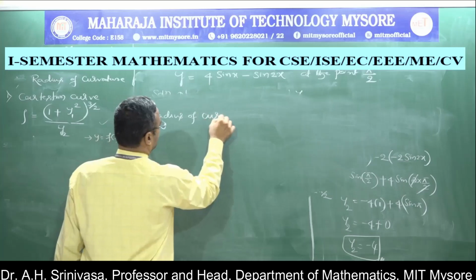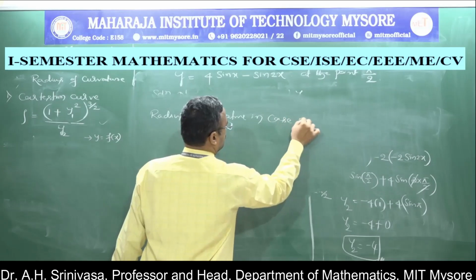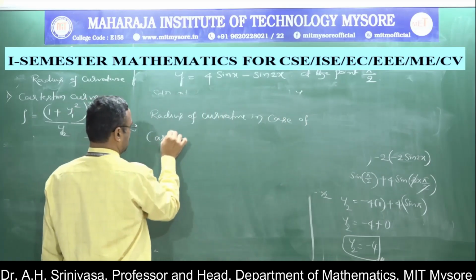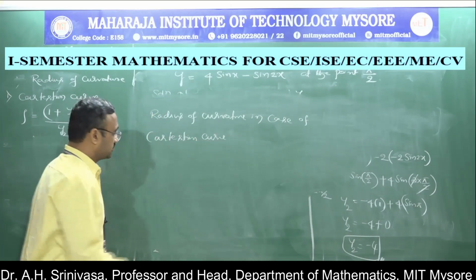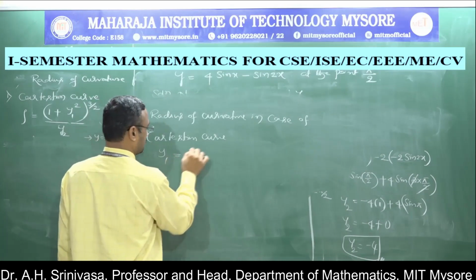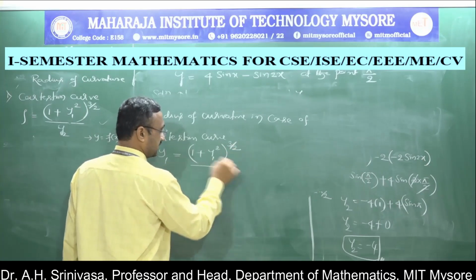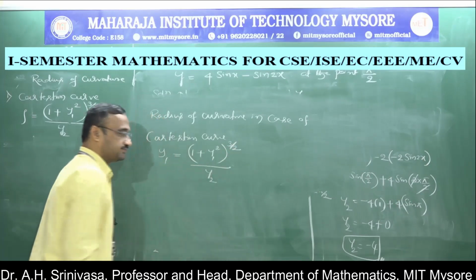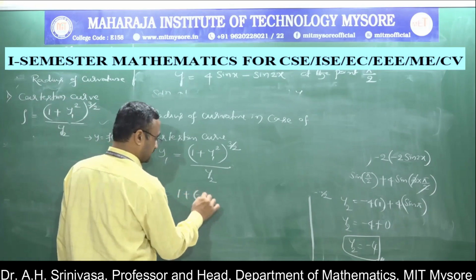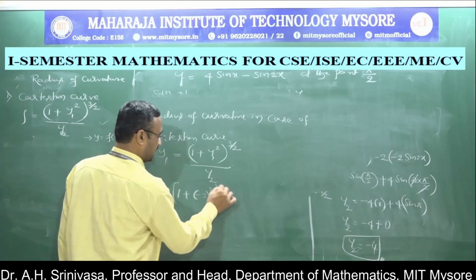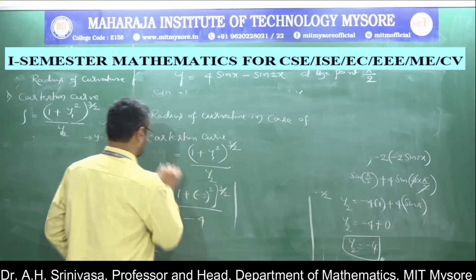The radius of curvature in case of a Cartesian curve. Use this formula: rho equal to 1 plus y1 square whole power 3 by 2 divided by y2. Now y1 equal to 1 plus minus 2 whole square, then whole power 3 by 2 divided by minus 4. It is an absolute value. It is rho.